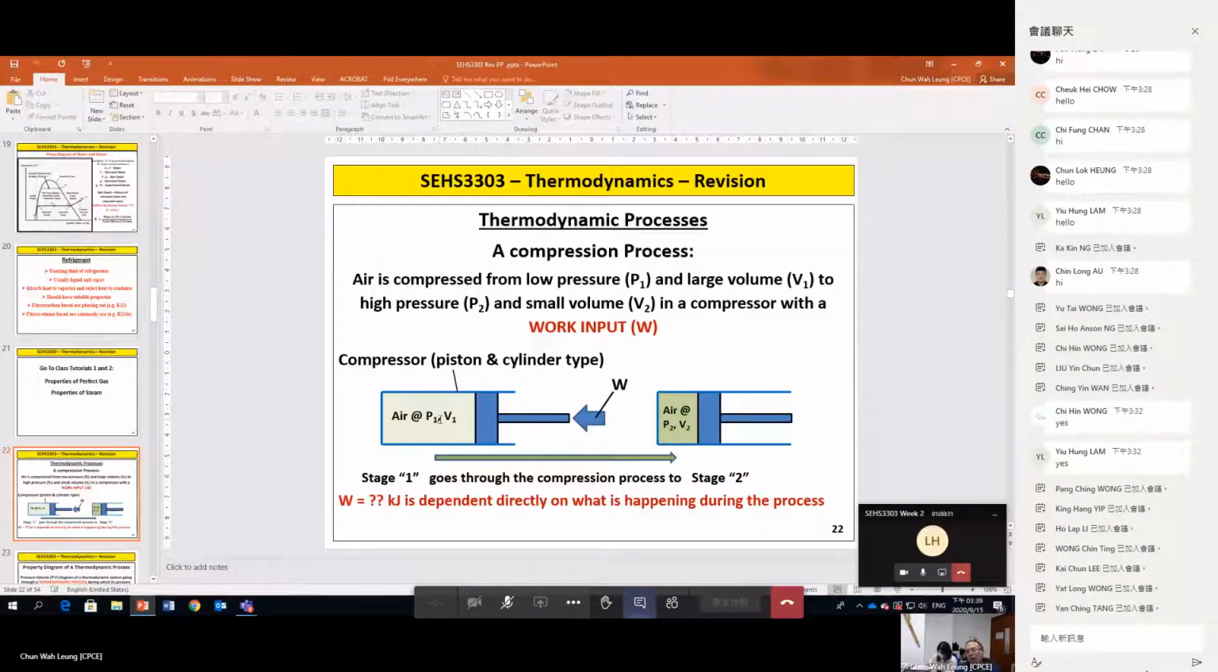So therefore, how much work will be involved between the two end states, 1 and 2, is very much dependent on the actual process. This is an important concept. If I compress air from P1 to P2, how much work I need to apply is not a constant value. It's not a constant value. How much work I need to provide will be highly dependent on how the process is carried out. Okay?